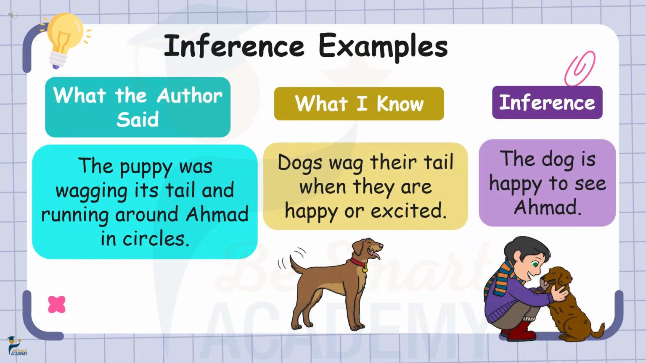Another example to make inferences. The clue that the author mentioned in the text is, the puppy was wagging its tail and running around Ahmed in circles. What we already know is, dogs wag their tail when they are happy or excited. By combining the author's clue and our knowledge, we can infer that the dog is happy to see Ahmad.